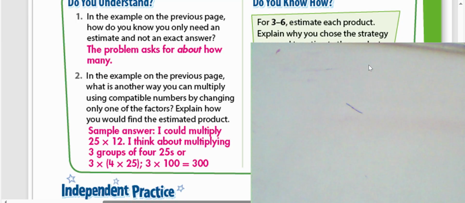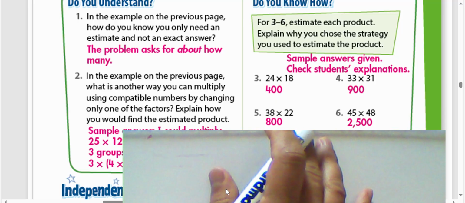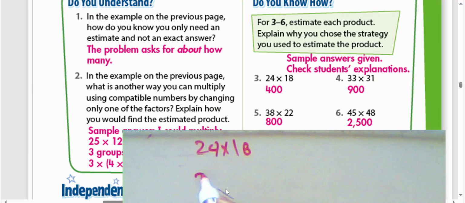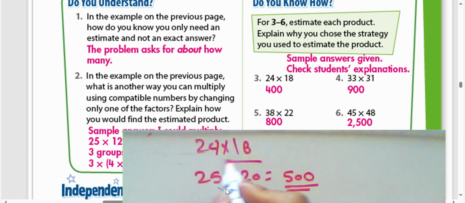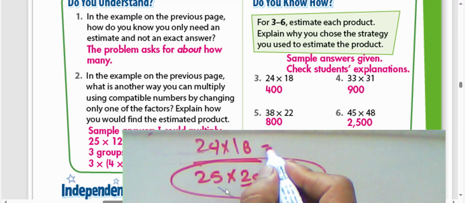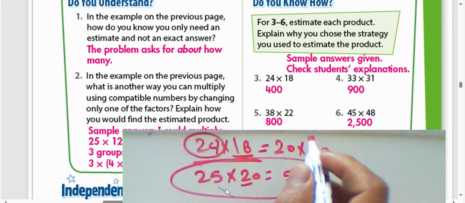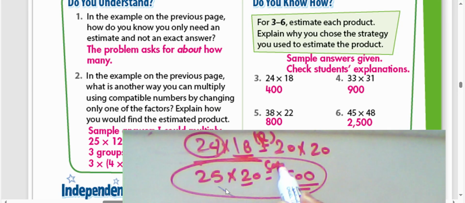Next question. You can find the answer here by any method you like. We have 24 product by 18. We know 24 is nearest to 25, and 18 nearest to what? Nearest to 20. You can write 0, and 2 times 25 equals 50, then the answer will be 500. Or you can use the rounding strategy here: round 24 nearest to 20, and also 18 nearest to 20 by approximating to the nearest tens. We here use rounding and here compatible numbers.